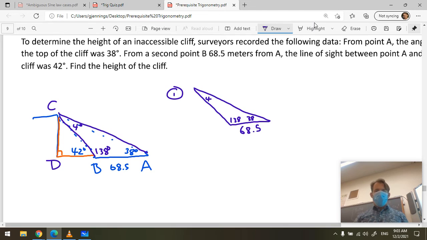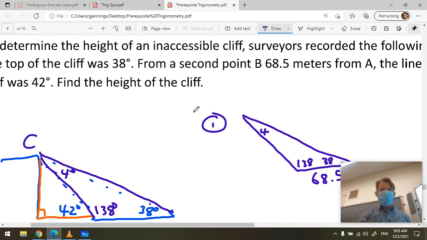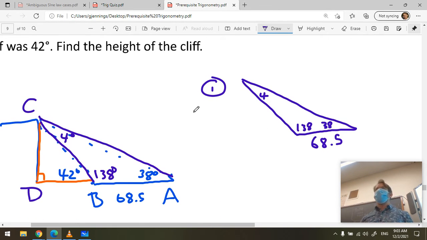68.5. What do I want to find here? What's my desired unknown? That's an unknown right now. Oh, well, this triangle doesn't have a hypotenuse because it's not a right angle triangle. Oh, but the hypotenuse of BCD? Yeah, I want to know this side, because this is the side that's shared by both triangles. And if I knew that, then I could calculate the height of the cliff.